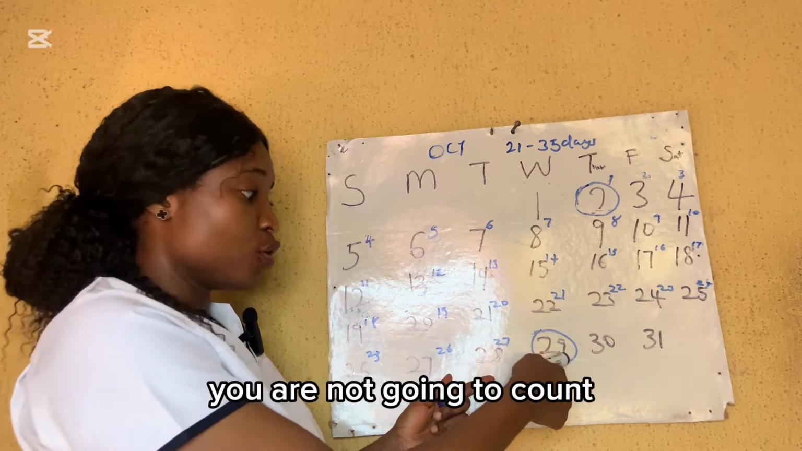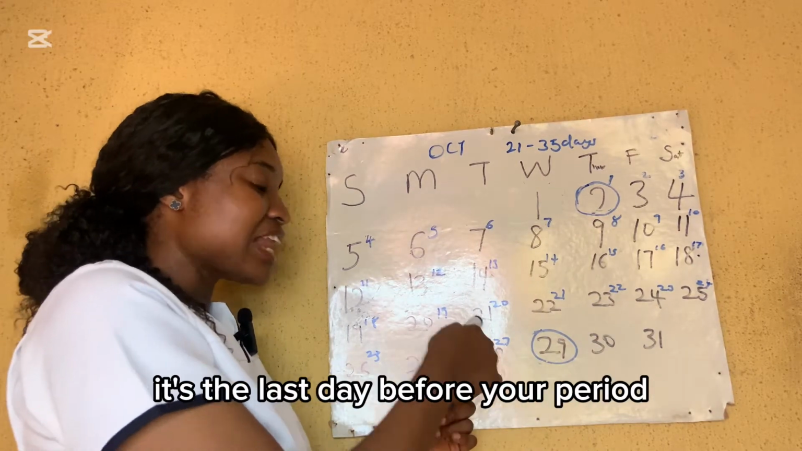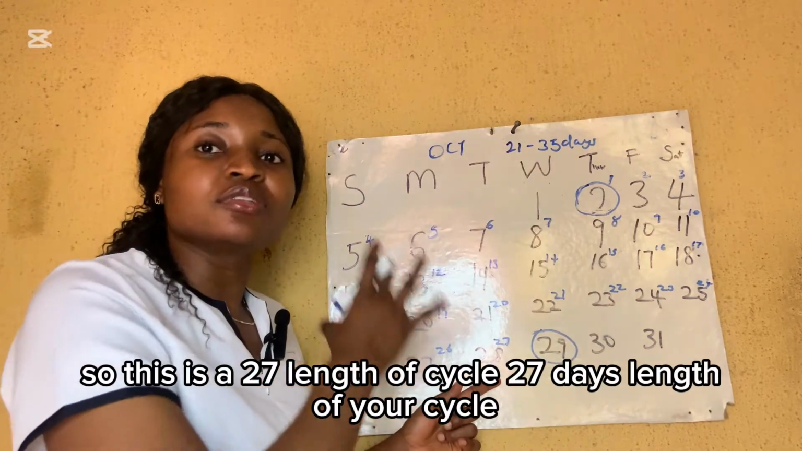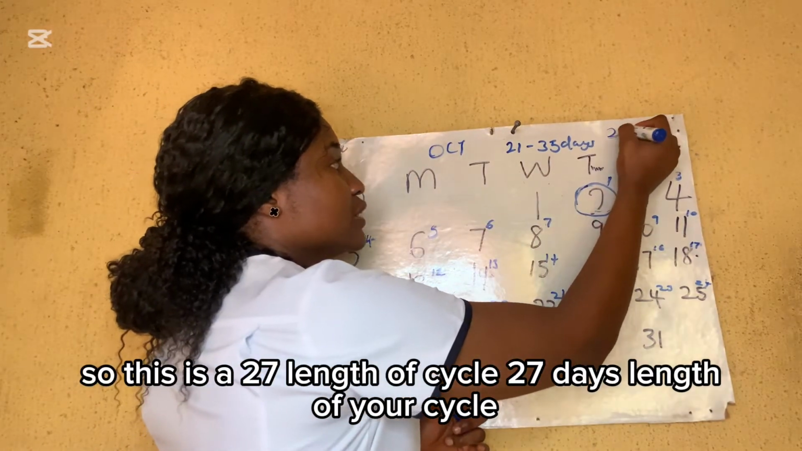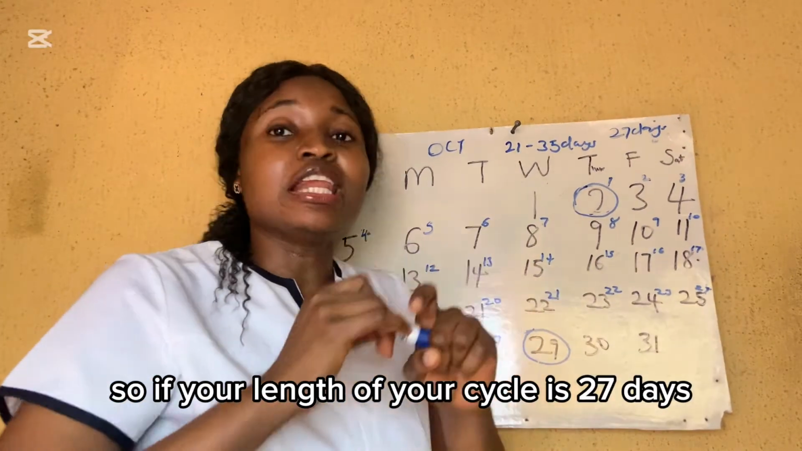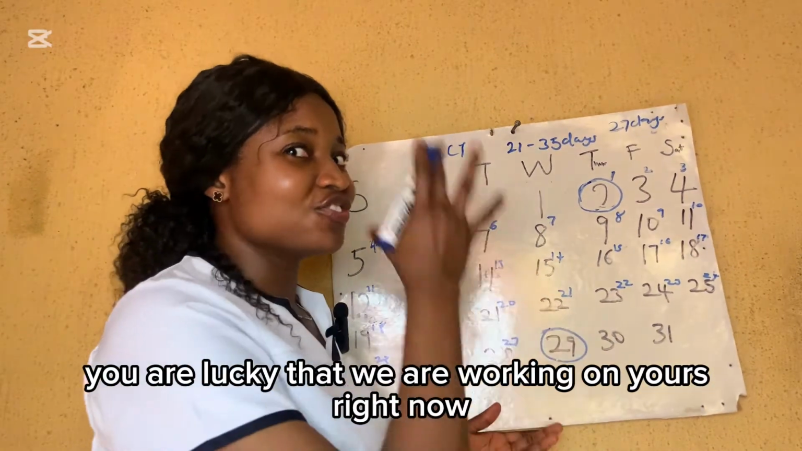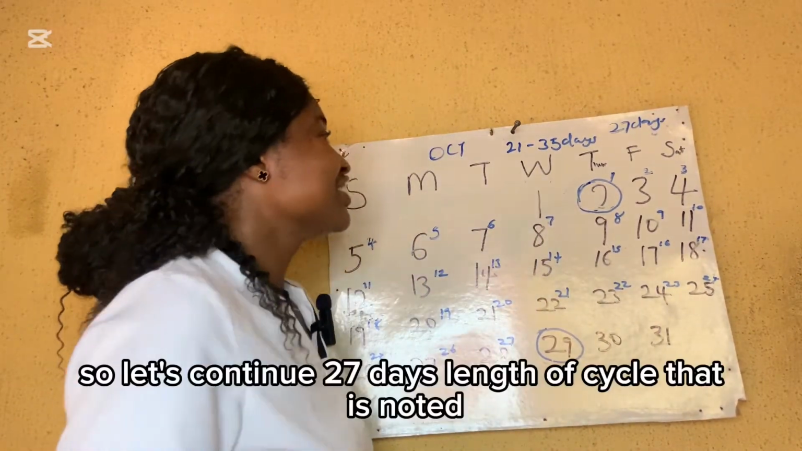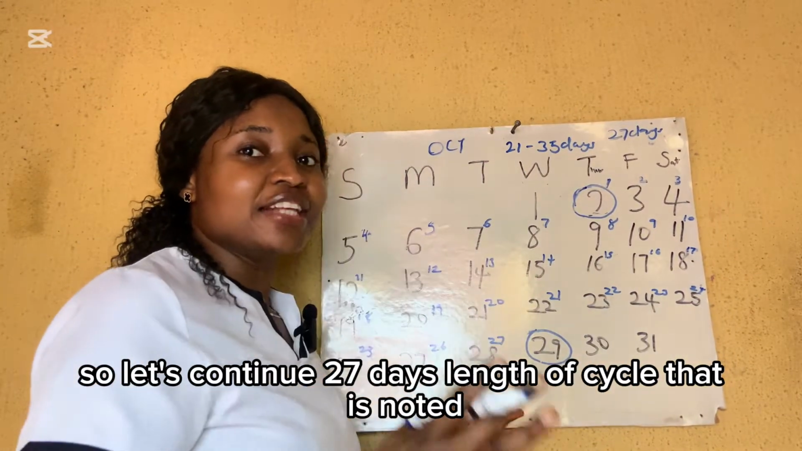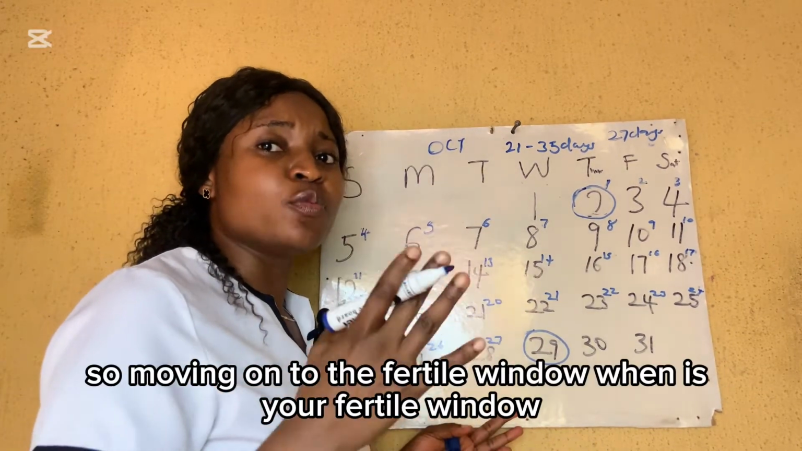This is your period. We are not going to count this period in the length of your cycle. It's the last day before your period that you are going to stop. So this is a 27-day length of cycle. If your length of cycle is 27 days, you are lucky that we are working on yours right now. So let's continue. 27 days length of cycle. That is noted. So moving on to the fertile window.